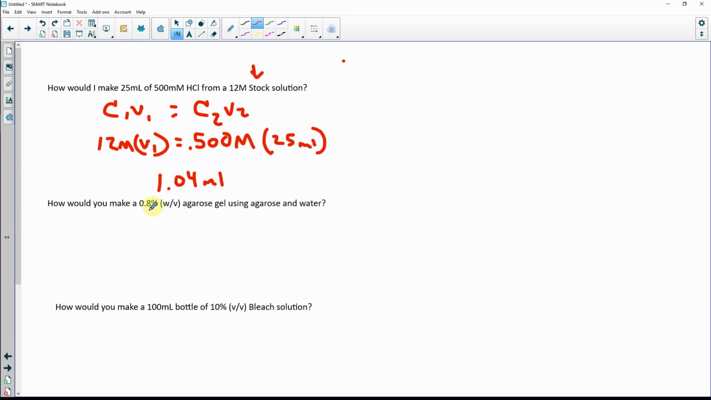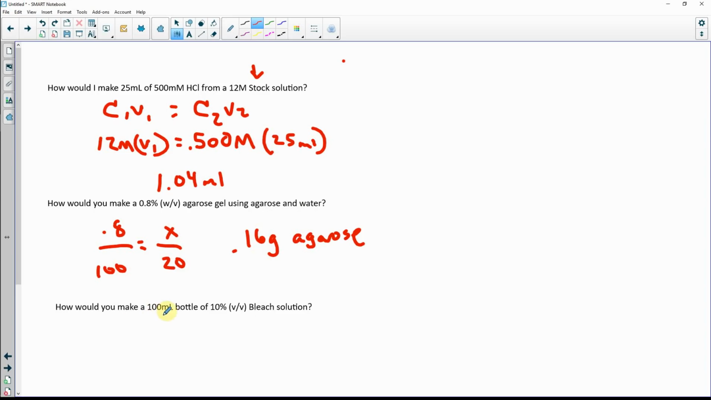So the next one, how do we make a 0.8% weight to volume agarose gel using agarose and water, and I believe on the sheet it says 20 milliliters. So weight to volume, 0.8%, 0.8 over 100 equals x over 20. 20 times 0.8, multiply. 20 times 0.8 is 16 divided by 100. It's going to be 0.16 grams of agarose into 20 mLs of water.